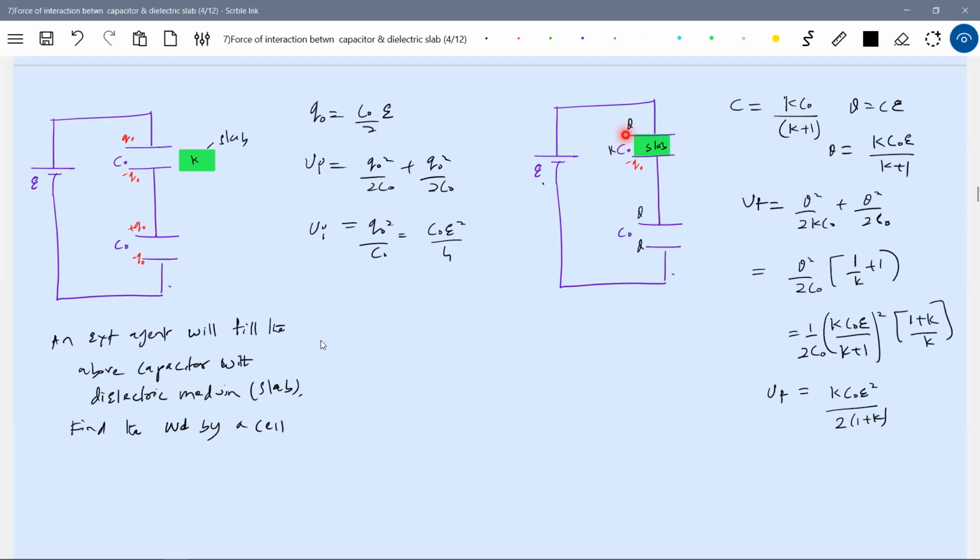If Q is greater than Q naught, what does it mean? The battery did positive work. Because the charge, you just look at the charge of this plate. The charge of this plate increasing means the battery should push that additional charge. So positive charge leaves, so the battery does positive work.